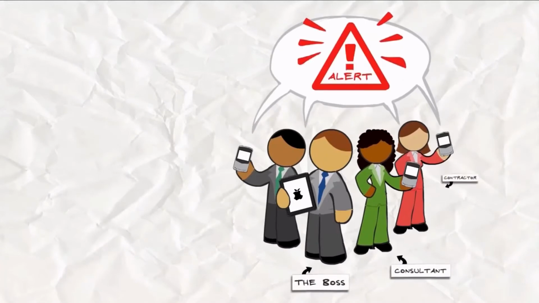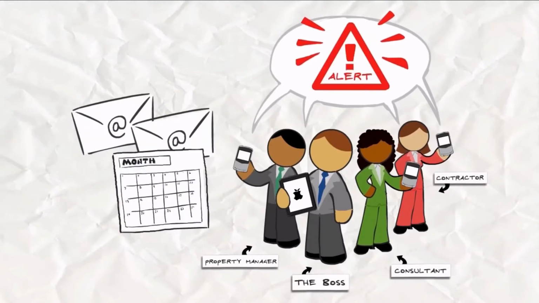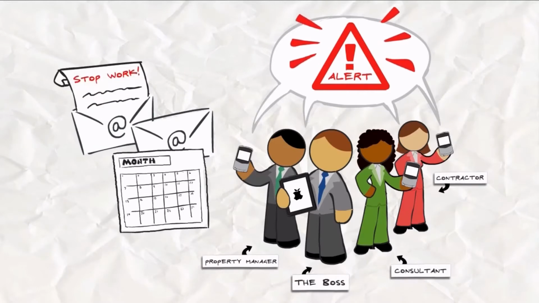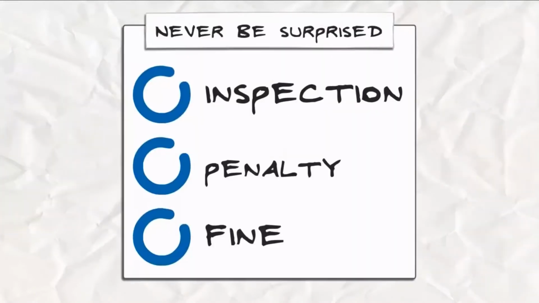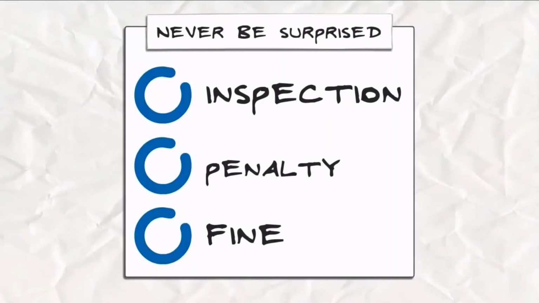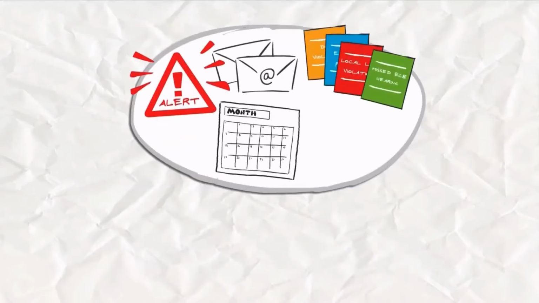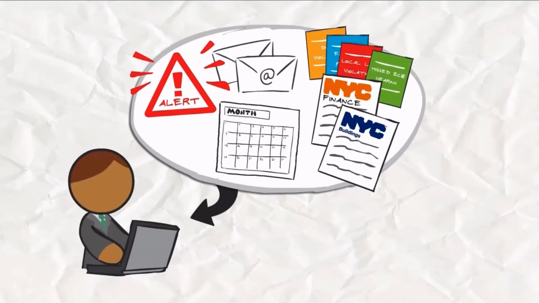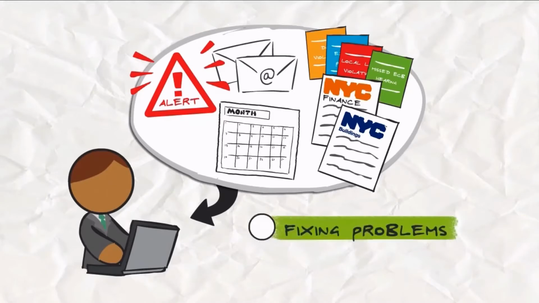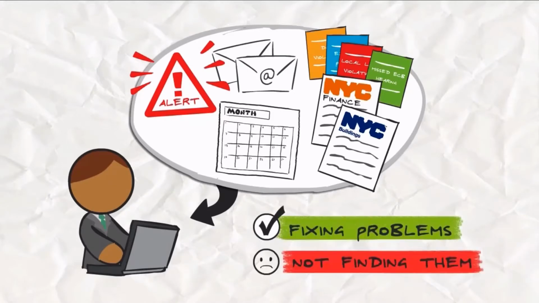SiteComply will even alert your team via email or calendar reminder when critical issues occur at any of your properties, such as stop work orders and work without a permit notices, as well as upcoming or overdue inspections on your mechanical equipment. With SiteComply, you'll never be surprised again by a missed inspection, an unexpected penalty, or an unnecessary fine, because alerts, reminders, reports, and helpful forms and reference material for your portfolio are brought right to you, so you can focus on fixing problems, not finding them.